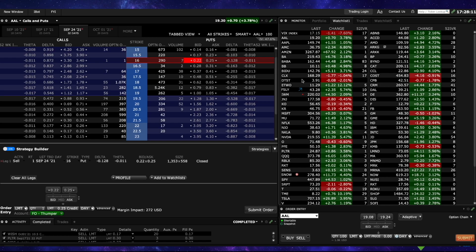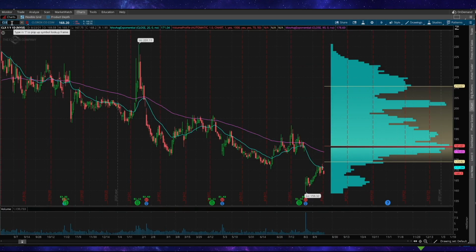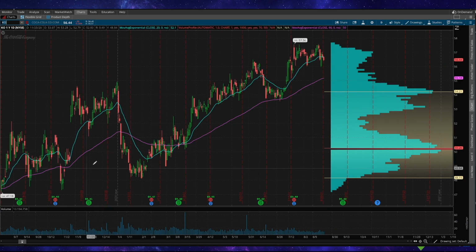Switch back to here. Fastly, actually, I think I put something on Fastly today. Coke. I haven't looked at Coke in a while. Let's check out Coke real quick. So this is really my process for just kind of looking through. Just always look at the chart. So we got Coke. Coke's been going up.